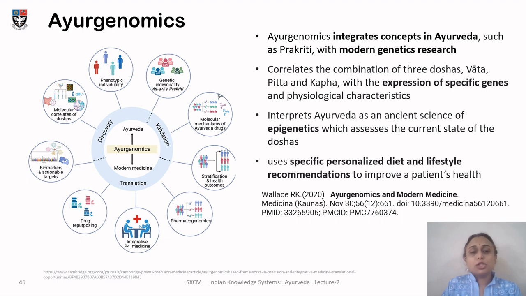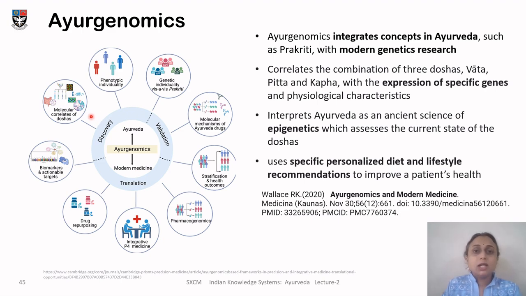This field of Ayurgenomics has 3 aspects. One is the discovery aspect, the other the validation of that discovery, and finally translating that validated information in terms of modern science, in terms of modern medicine. So let us quickly walk through this image that is shown here.